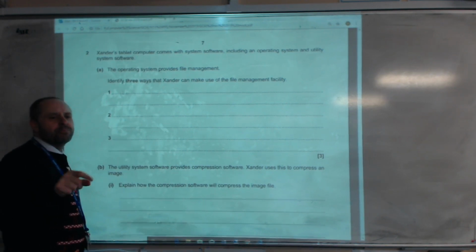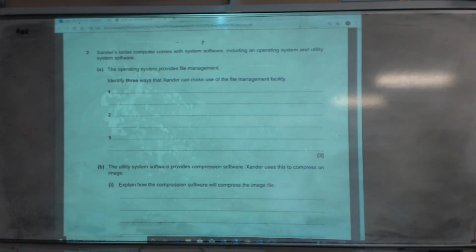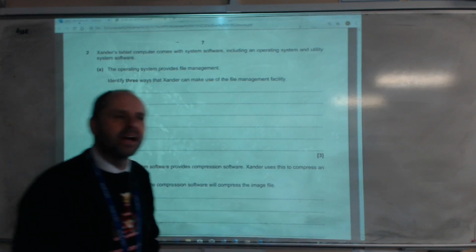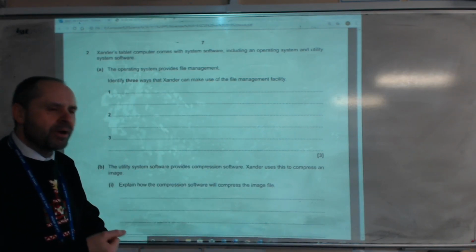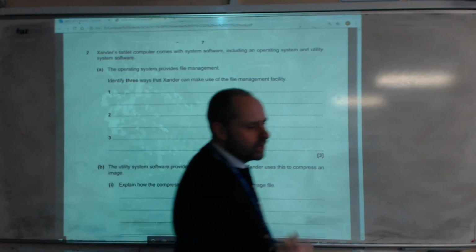Remember, this is all off the back of the operating systems. So you've got to remember those core facilities of an operating system. File management is one of those jobs. User accounts, security, application management, memory management, storage management. All those resources, that's what you're coming back to every time.